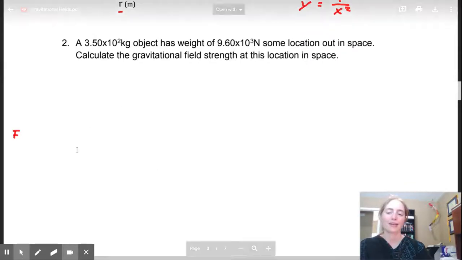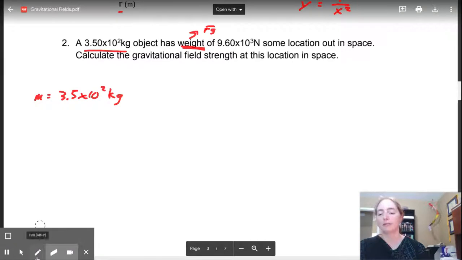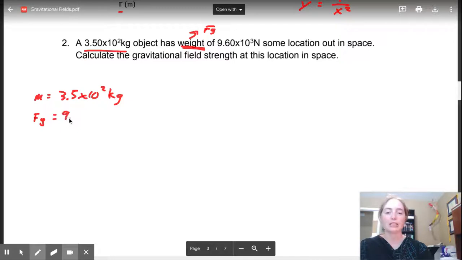Okay. So what we've got, calculate the mass. So m is equal to 3.5 times 10 to the 2 kilograms. So a mass of 350 kilograms has a weight. Now remember, ladies and gentlemen, weight is Fg. Random F that has followed us down from the previous section. So our Fg is 9.6 times 10 to the 3 newtons, at some location out in space. Where? Doesn't matter. Calculate the gravitational field strength at this location in space.